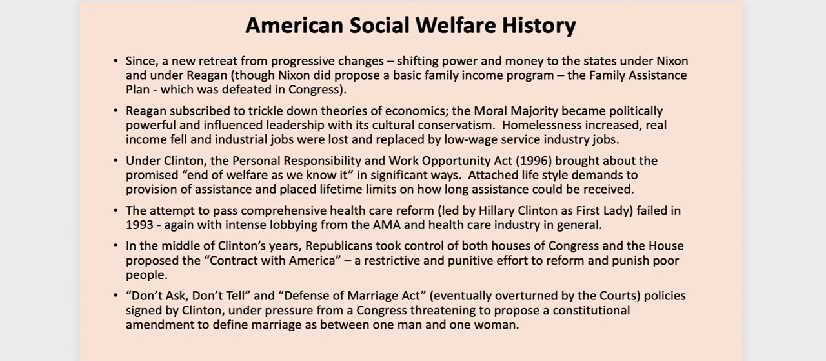Skipping over George H.W. Bush, actually we've skipped past Ford as well, but with Bill Clinton, the Personal Responsibility and Work Opportunity Act in 1996, not alphabet soup, it was alphabet jumbo, PRWORA, I've seen the initials used, brought about the promised end of welfare as we know it. Clinton talked about that, I think, in 1992. He promised the end of welfare as we know it. And they really did bring this about in a lot of ways.